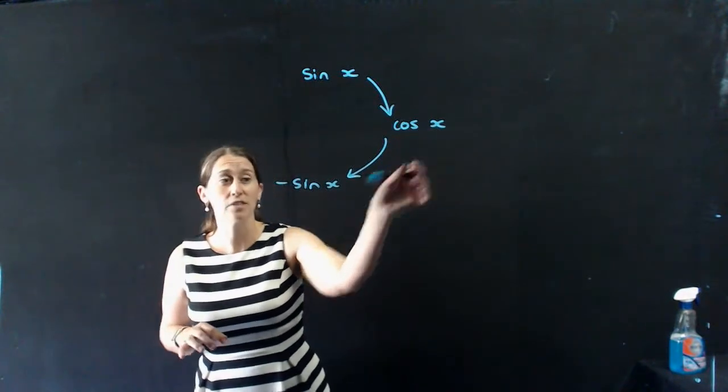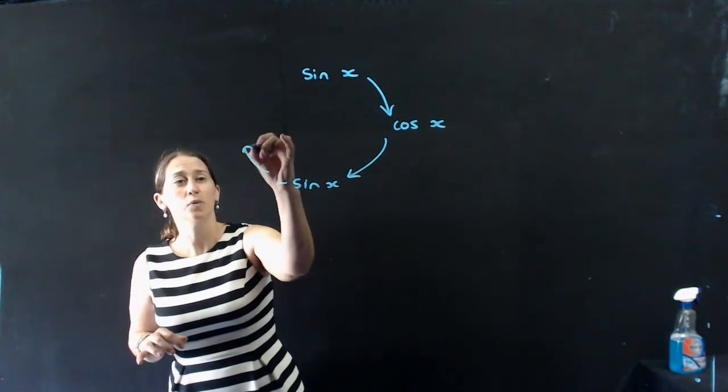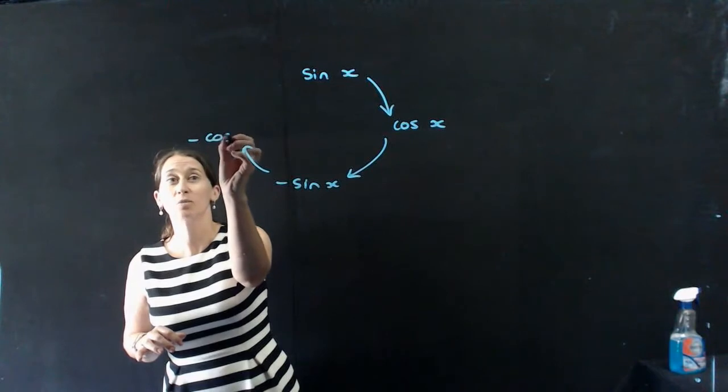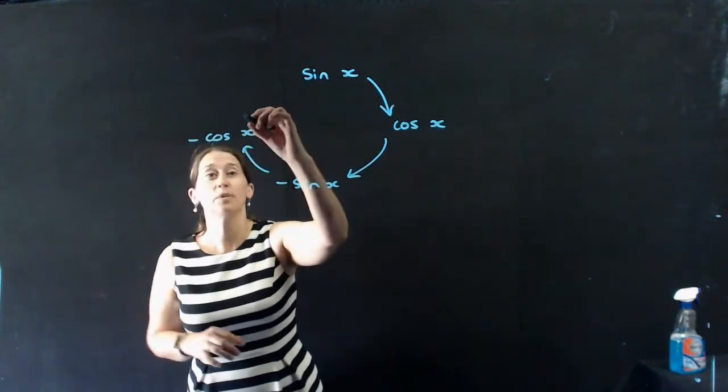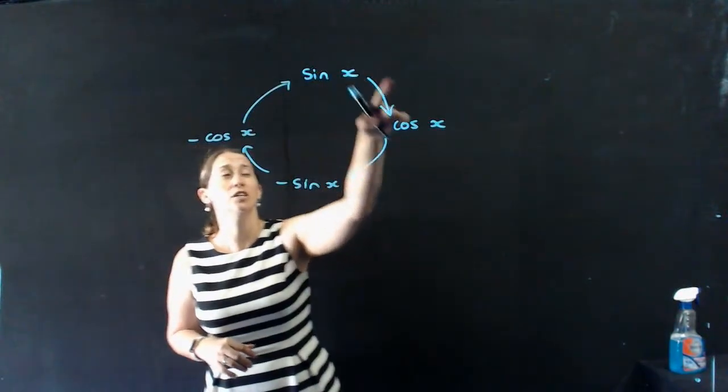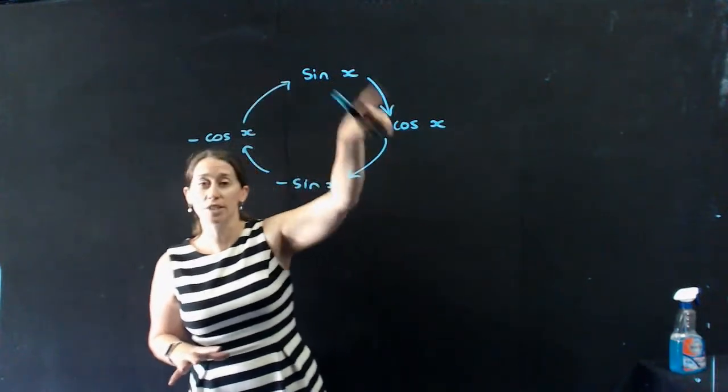When you differentiate cos x, it goes to minus sine x. And then when you differentiate minus sine x, it goes to minus cos x. And then it repeats because minus cos x differentiated goes to sine x. And it just goes round and round and round.